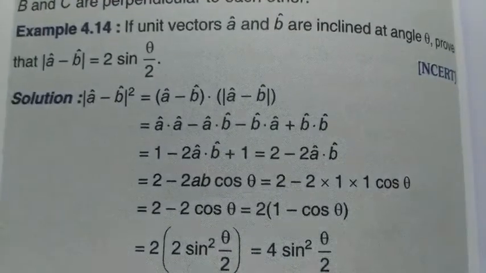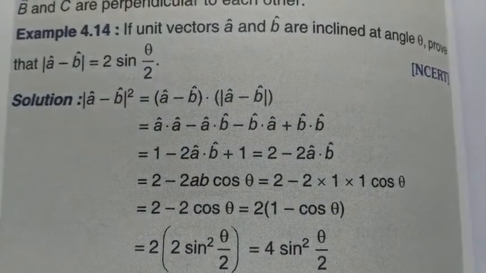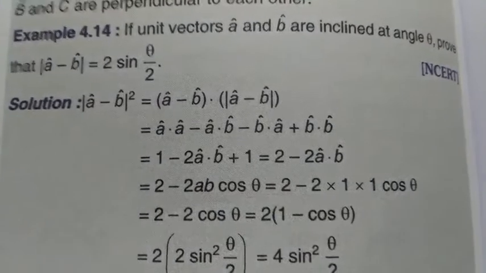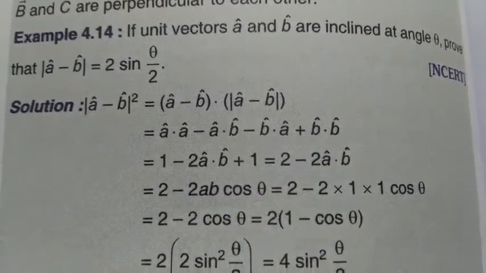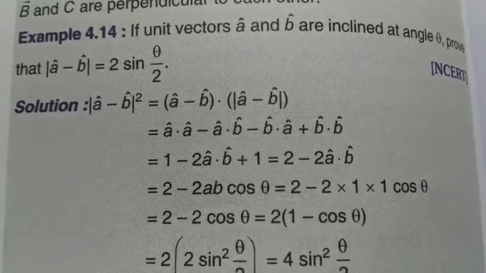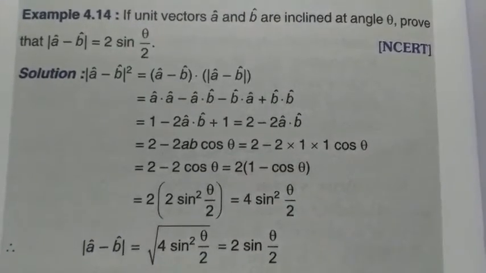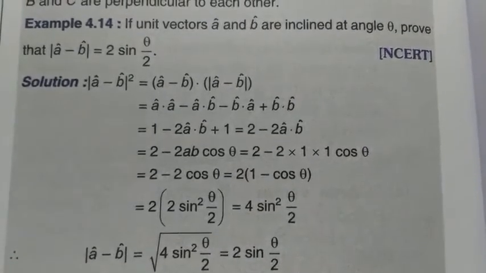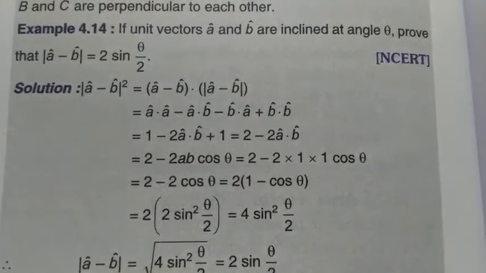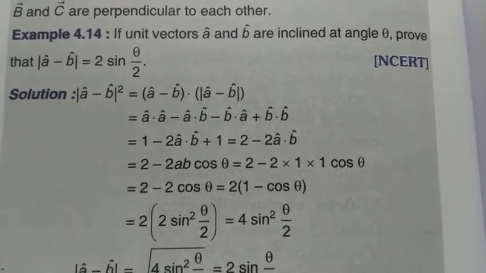Now let's discuss one example from your NCERT book. If unit vectors A and B are inclined at angle theta, prove that mod of vector A minus vector B equals 2 sine theta by 2. To prove that, you can see the first line here: mod of A minus B square equals A minus B dot A minus B.